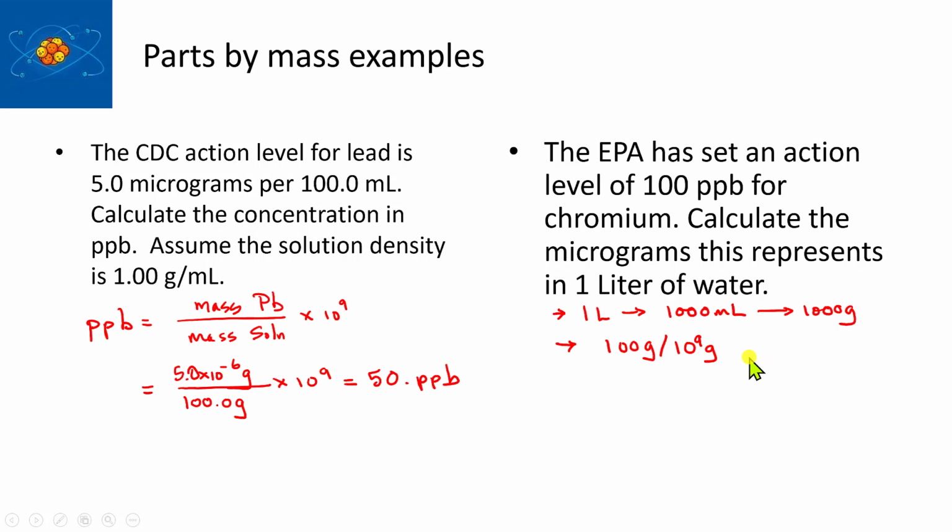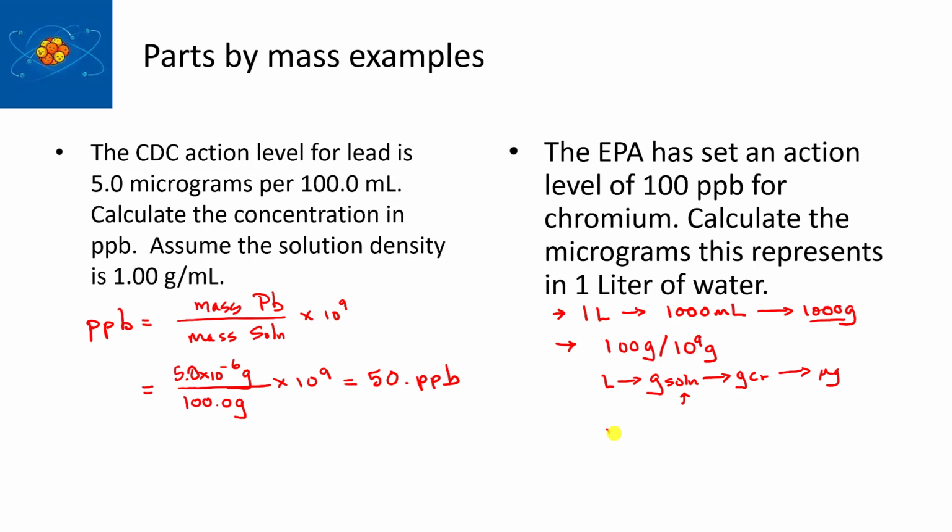And so what we can do now is calculate the grams of chromium in 1 liter of solution, and then we're going to convert that to micrograms. So we're going to go from liters to grams of solution, which is what we've already done. And then we're going to go to grams of chromium, and then to micrograms. Okay, so I'm already starting at this point here.